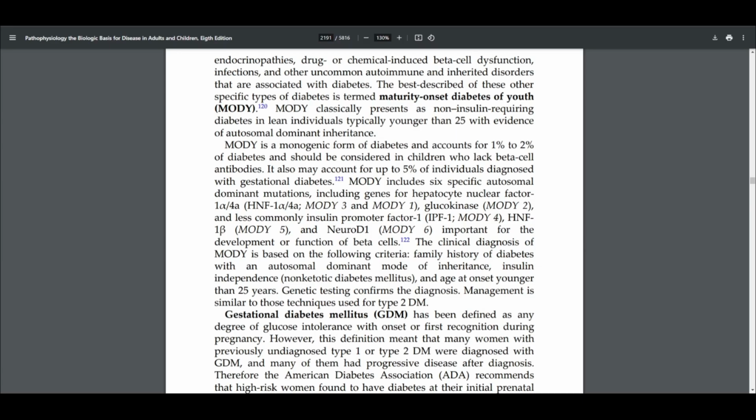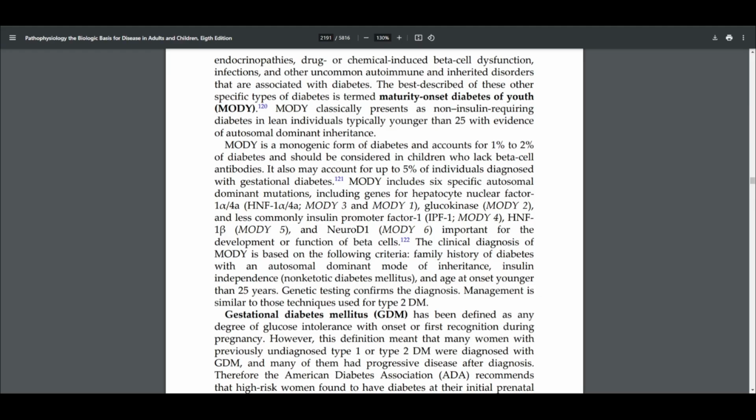MODY is a monogenic form of diabetes and accounts for about 1 to 2% of diabetes, and should be considered in children who lack beta cell antibodies. It also may account for up to 5% of individuals diagnosed with gestational diabetes. MODY includes 6 specific autosomal dominant mutations, including genes for hepatocyte nuclear factor 1 alpha, 4A, glucokinase, and less commonly insulin promoter factor 1 and NeuroD1, important for the development or function of beta cells.